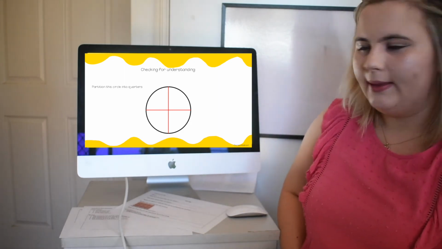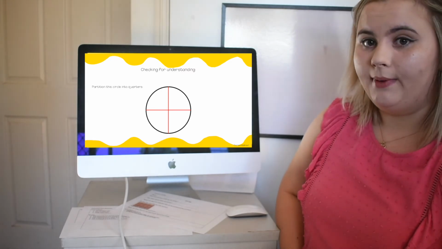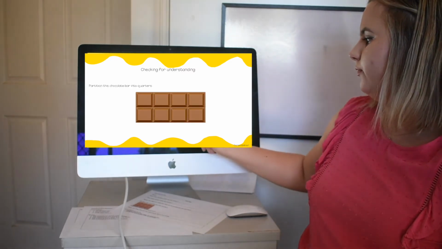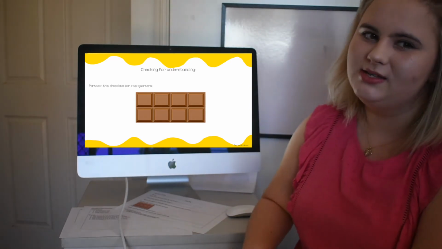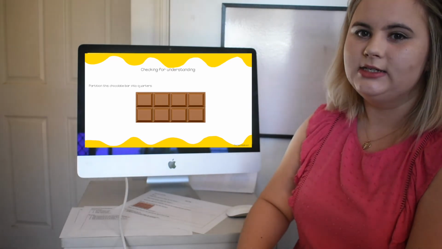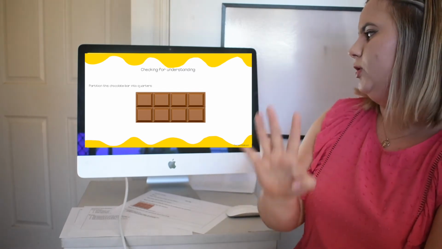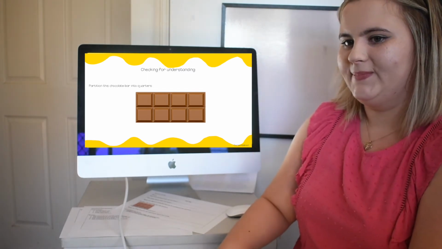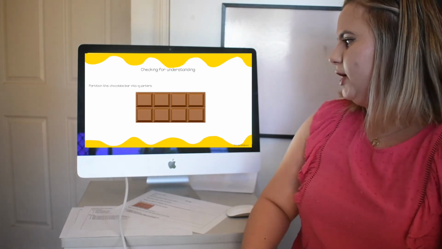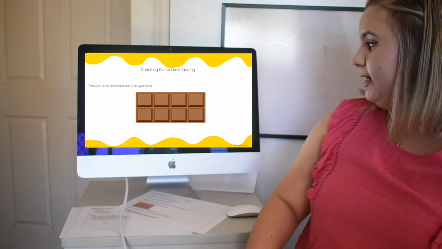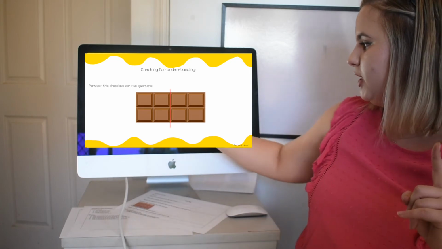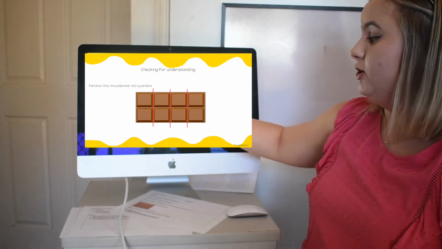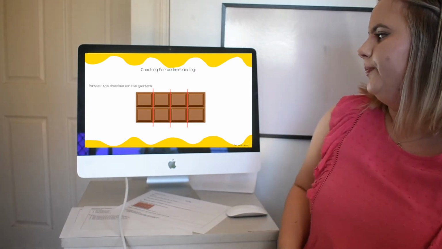Oh, now we've got a chocolate bar. Now I need to cut my chocolate bar into quarters. So I've got 1, 2, 3, 4, 5, 6, 7, 8 pieces of chocolate that need to be broken into 4 quarters. Good. So we're going to split our chocolate bar in half, and then we're going to split each half in half again. So you should have 2 pieces in each quarter.